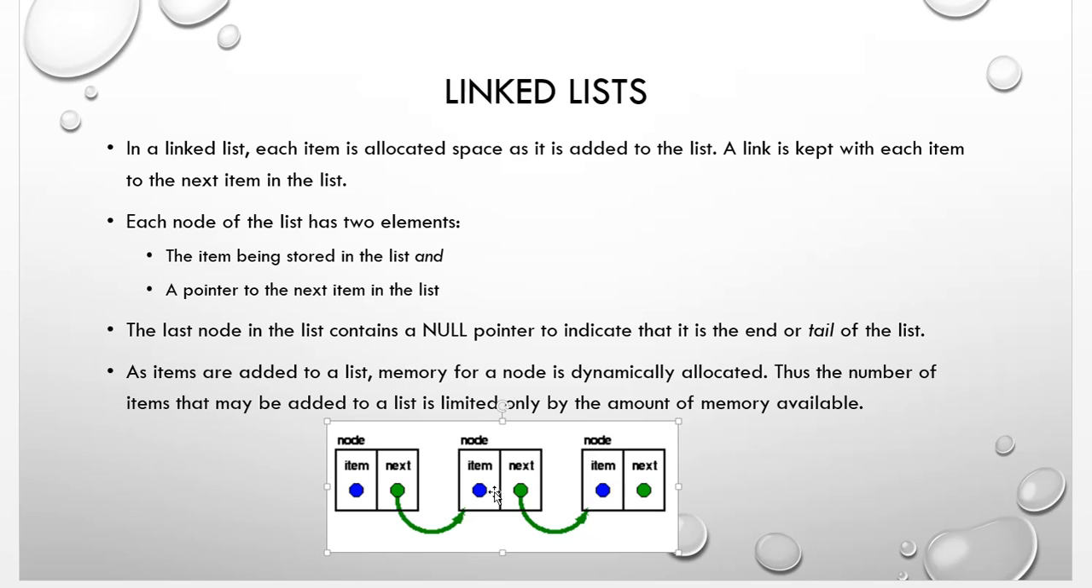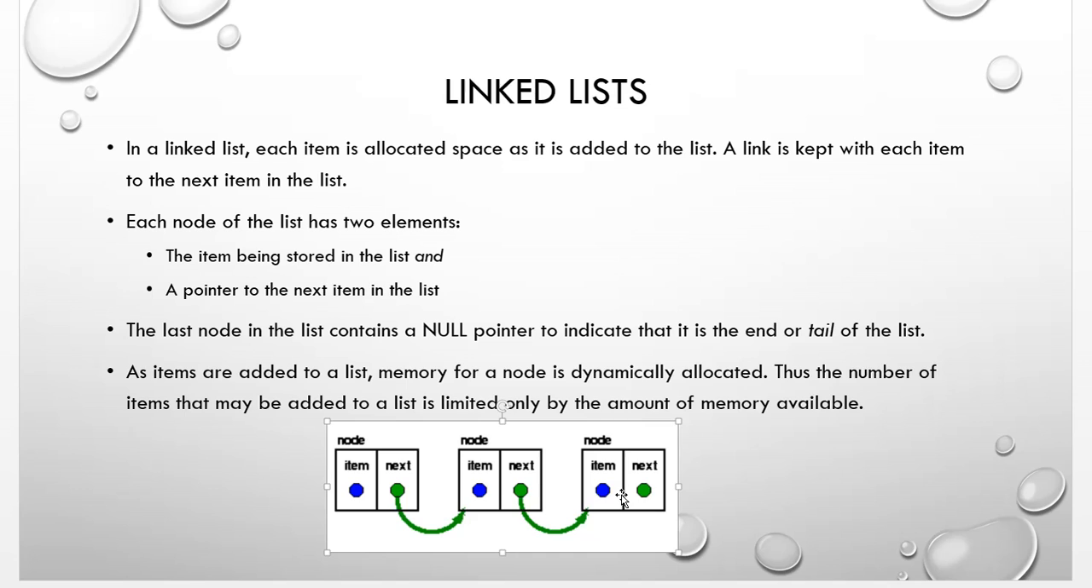So each node of the list has two elements. It has an item, which is the value. Let's say this node is storing the value 5, and then it has a pointer named next, which points to the next item, and this item could be another value, maybe 20. And then this value also has its own pointer to the next node. So this is how you create the connections between the various nodes of a list, and hence create a linked list.